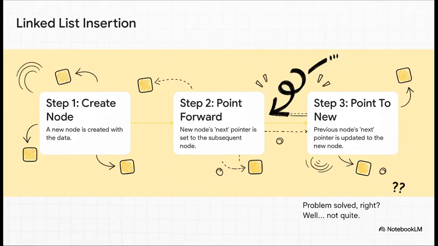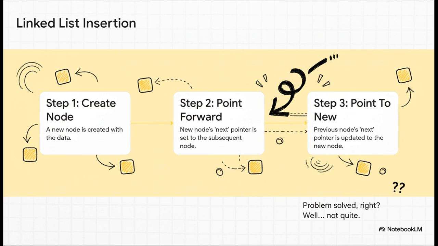And look how elegant this is. To insert a new node, we don't have to move a single piece of data. We just do a little bit of pointer magic. We tell our new node to point to the next one in the chain, and then we tell the node before it to point to our new one. That's it. It's a constant time O(1) operation, and it doesn't matter if the list has 10 items or 10 million. So problem solved, right?